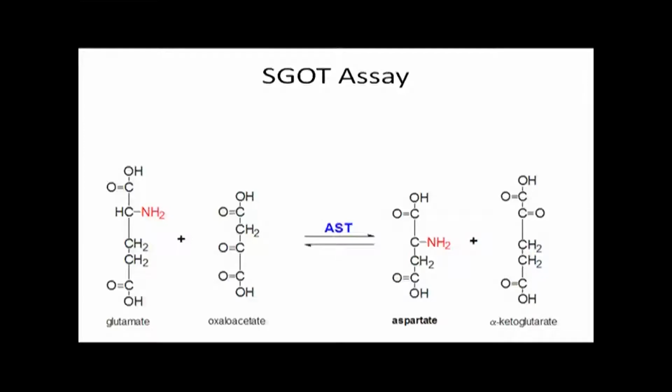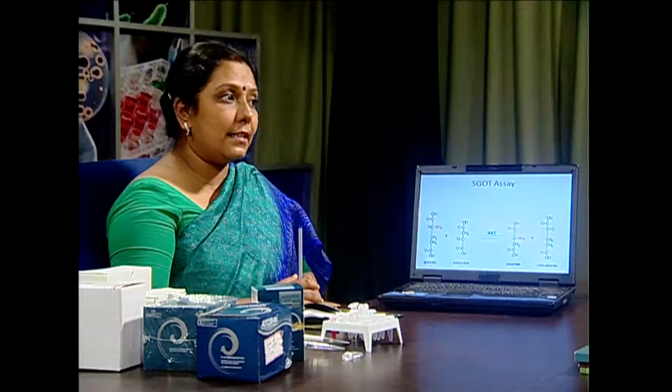Now, oxaloacetate is a kind of alpha keto acid. According to Reitman and Frankel, they actually proposed this method around 1957. This particular alpha keto acid is reacted with 2,4-DNPH. What is that? Dinitrophenyl hydrazine, to get a dinitrophenyl hydrazone derivative, which has a red color and can be measured at 510 nanometer.